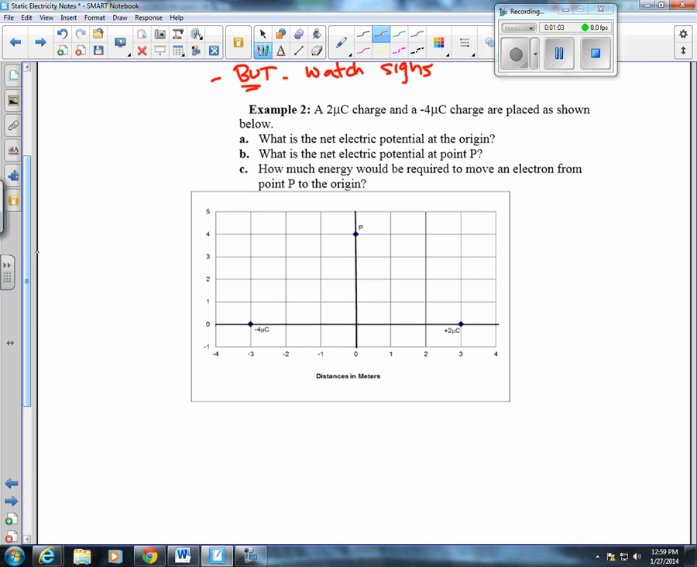We have a 2 microcoulomb charge and a -4 microcoulomb charge. We want to know the net electric potential at the origin. For part A, the first thing we're going to do is find the potential at the origin due to, say, the -4. So we'll do V -4. The equation is KQ over R. It's like the electric field, except it's over R instead of R squared. So we get 9 times 10 to the 9th times -4 times 10 to the -6 divided by R, the distance away, so it's 3. That gives us an electric potential of minus 12,000 volts.